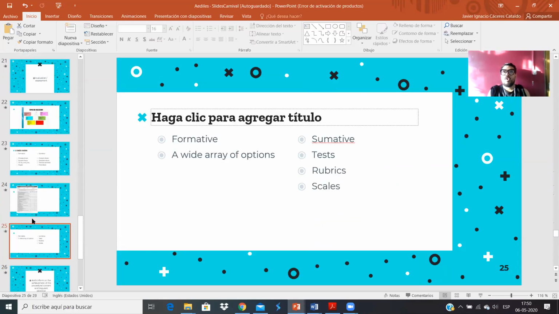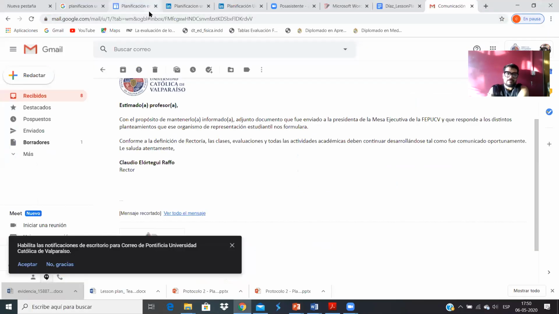Now, if I want to plan a whole unit, I'm going to show you some examples. Are you seeing my screen right now? Yes. Good. So when you plan a unit, there are 2 ways in which you can do it, right? You can plan the whole unit or the whole month, or you can do it week by week.